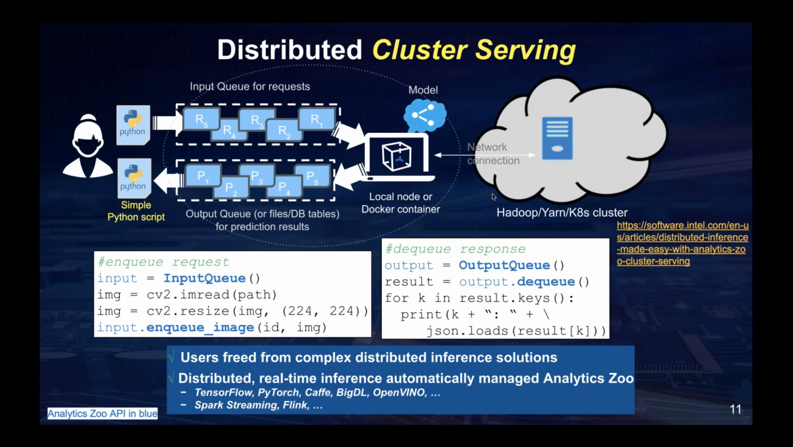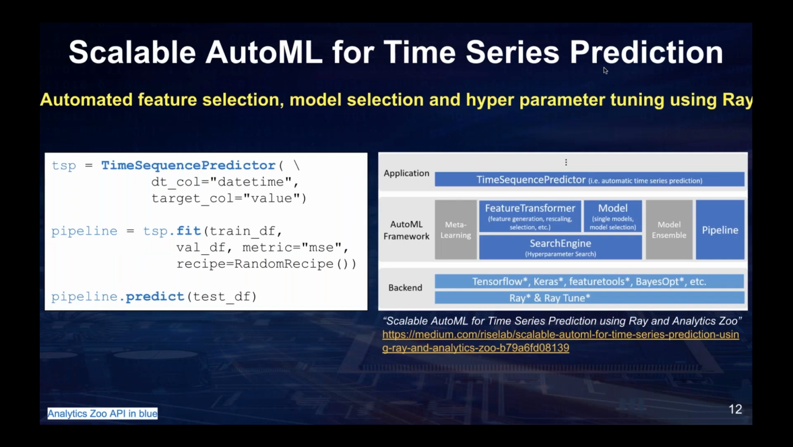And Analytics Zoo also provides scalable AutoML for time series prediction. It can support automatic feature selection, model selection, and hyperparameter tuning based on Ray on Spark for the time series models. Next slide.